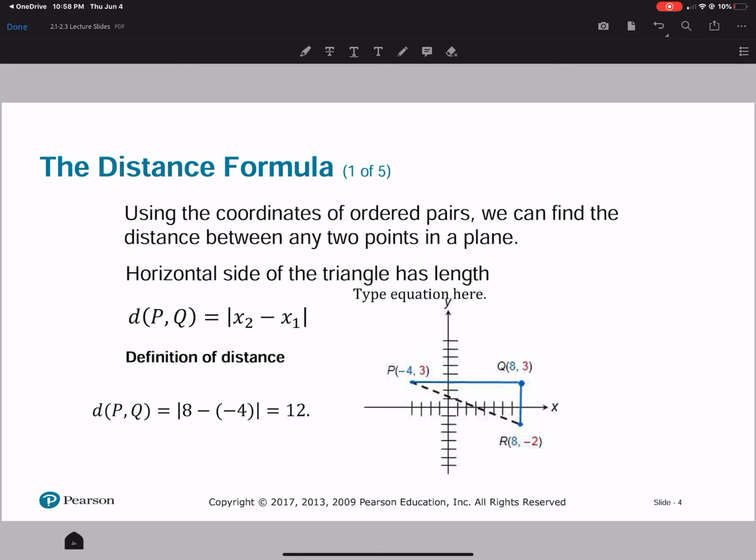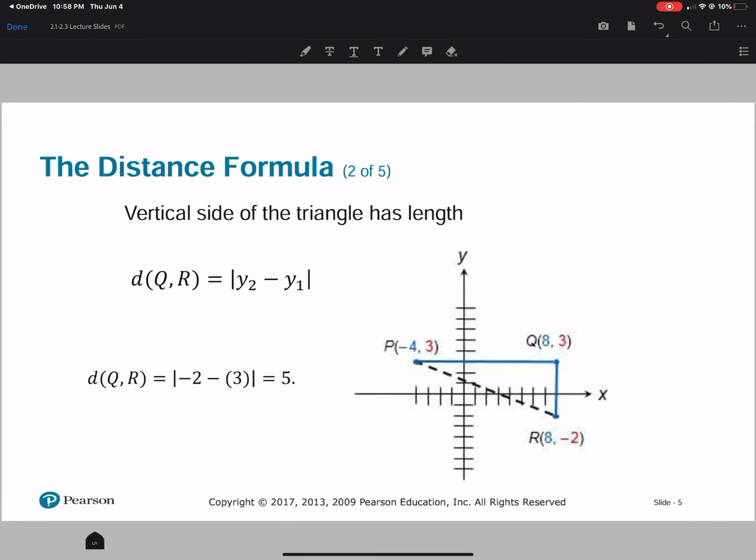Now, this is when we're looking for the horizontal distance. Let's look at the vertical distance. From Q to R, we have the absolute value of y2 minus y1. So we have negative 2 minus 3, which gives negative 5, but we do the absolute value of negative 5, and it gives us 5. At first we were doing the horizontal distance, and this is the vertical distance, so we're looking at the y's. The first time we were looking at the x's.